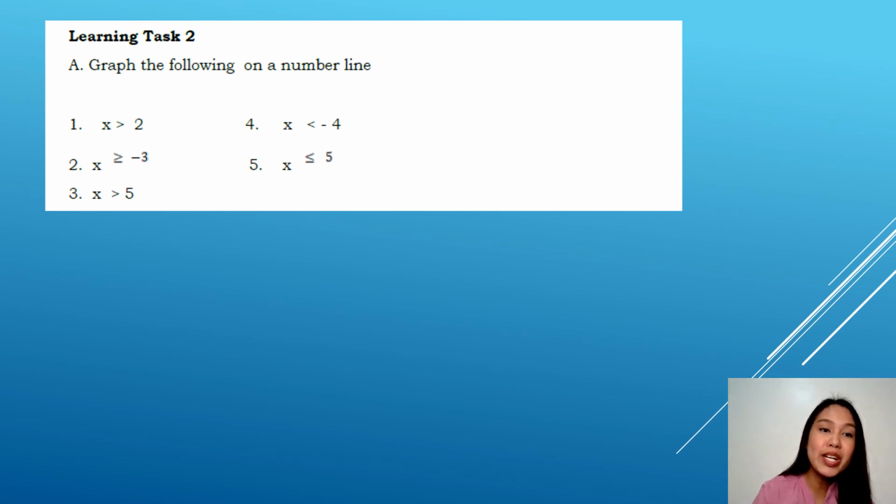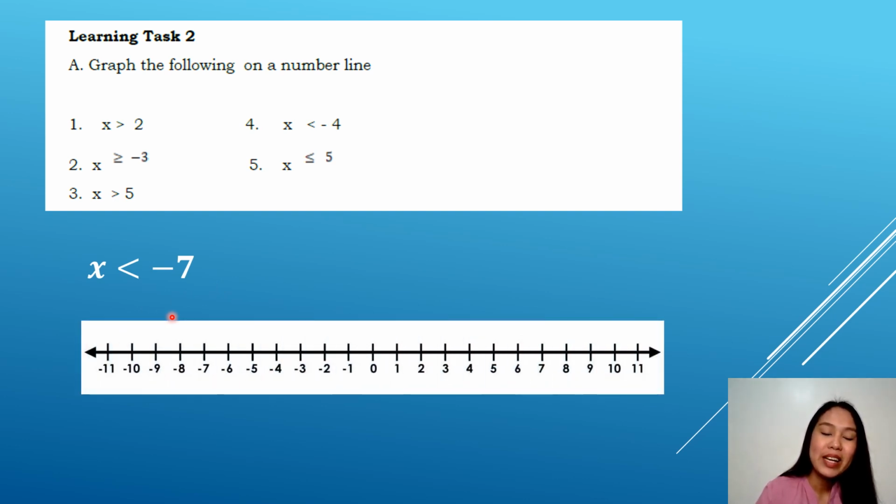Now, let's have an example for Learning Task 2. Letter A, you're going to graph this on a number line. As I have said, you're going to use graphing paper for this activity. Suppose I have x is less than -7. What you're going to do is write a number line and, just like before, mark -7 on it. Since the inequality sign used is less than only, you mark -7 with a hollow circle. Then you refer to where the inequality sign is pointing. It is pointing to your right. Therefore, all the numbers on the right side of -7 will be marked. And this will be your answer for Learning Task 2 for these 5 items.